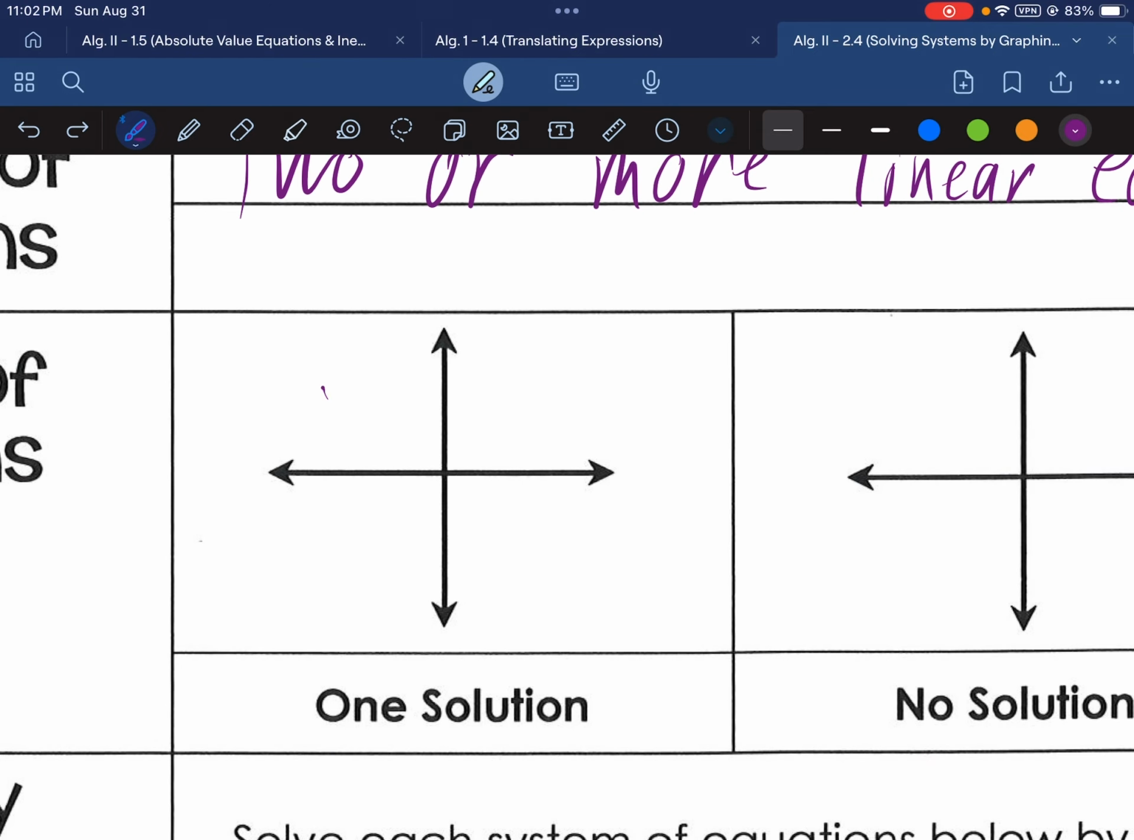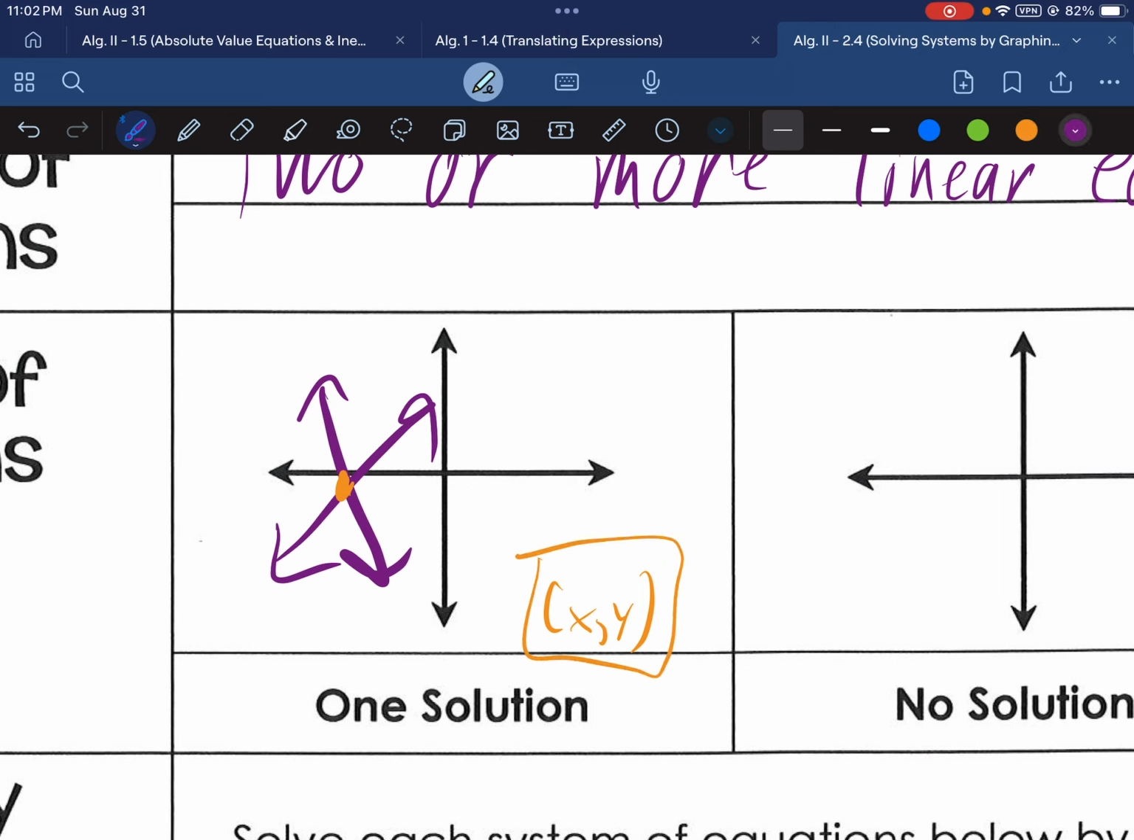So one solution just means that you have these 2 lines, or these 2 linear equations, that intersect somehow. And that orange dot would be some x, y coordinate. That would be their answer. Now, where and how these lines intersect doesn't really matter. It's just as long as they intersect, that wherever they intersect is the answer. So maybe they intersect to the top and right, maybe they intersect over here. Wherever they intersect, however they intersect, we don't really care. The where we do care about, because that's our answer.